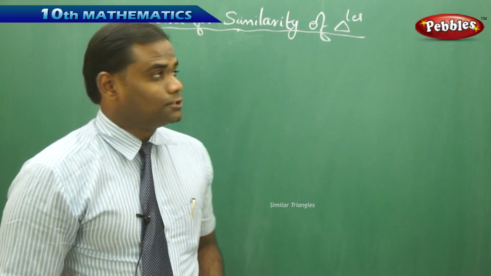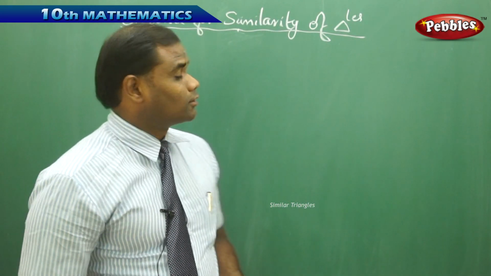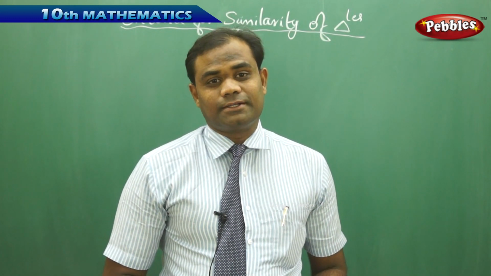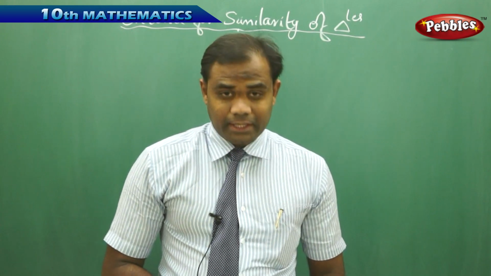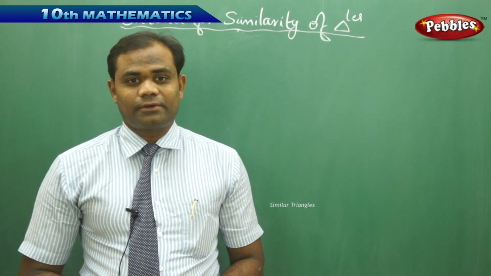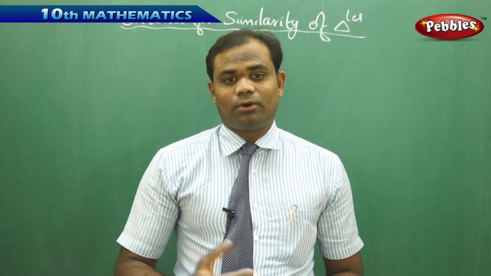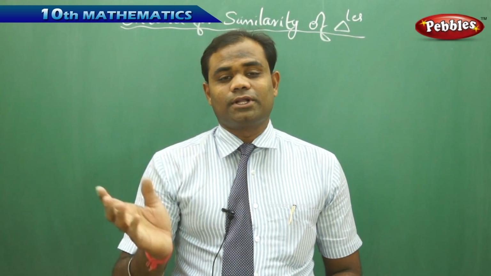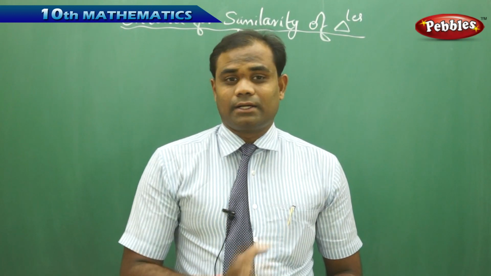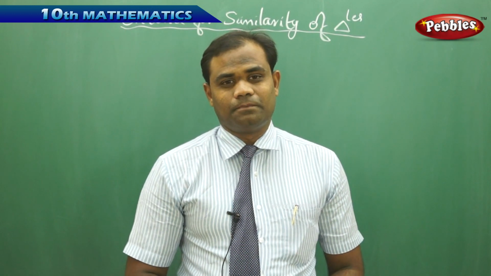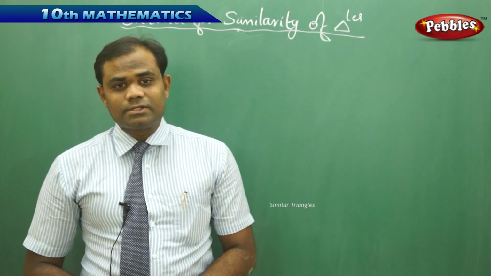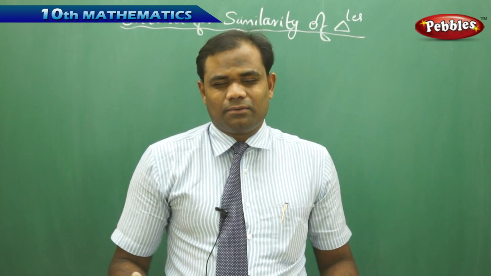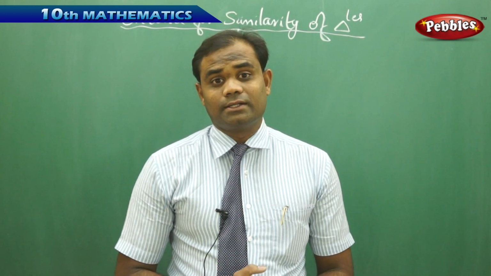Now, let's continue with the criterion for similarity of triangles. So what is the criteria for similarity of triangles? As we recap with the definition of similarity of triangles, two triangles are similar if their corresponding angles are equal and the corresponding sides are in the same ratio. So sometimes we reduce it to the most minimized conditions, that if the corresponding angles are equal, then we say that the two triangles are similar.